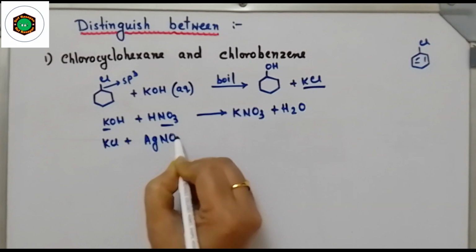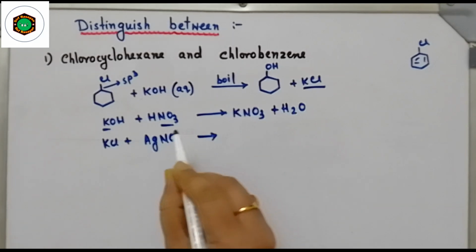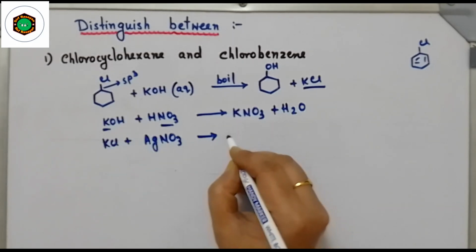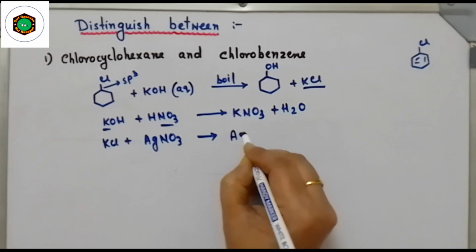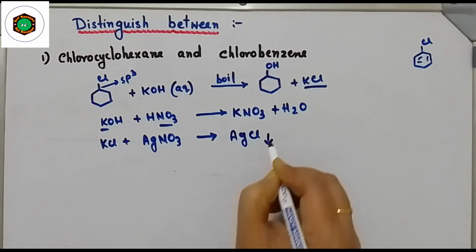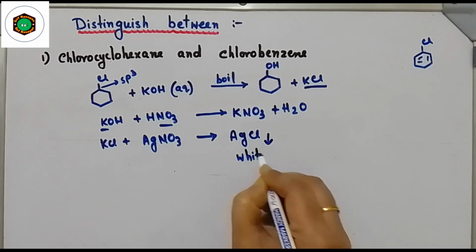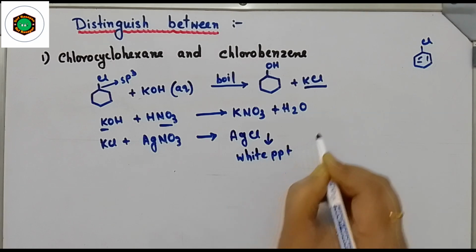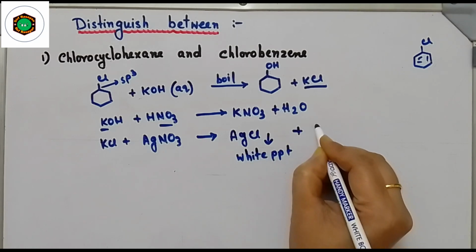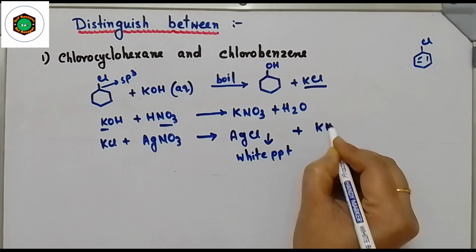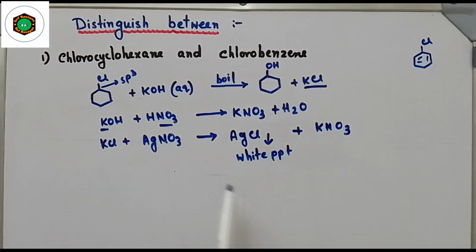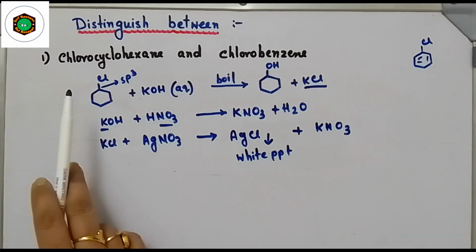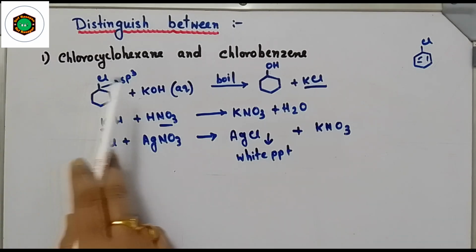So what will happen? Where chlorocyclohexane is there, in that test tube you will get a precipitate of AgCl, white PPT, plus KNO3. So the test tube where you are getting white precipitate of AgCl, in that test tube the compound is chlorocyclohexane.